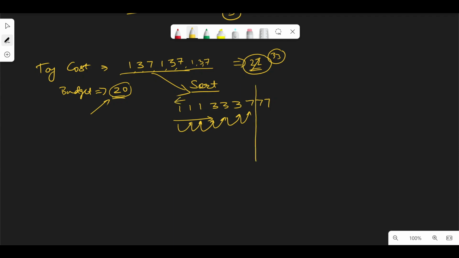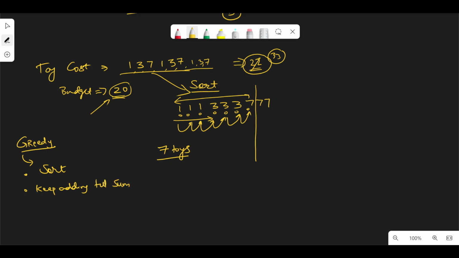So how many different toys did we collect? 1, 2, 3, 4, 5, 6, 7. So the answer is we can collect 7 toys. So what's the approach? It's a greedy approach where we are greedy and we're trying to buy the cheapest toy. So we sort and keep adding till the sum crosses the budget.